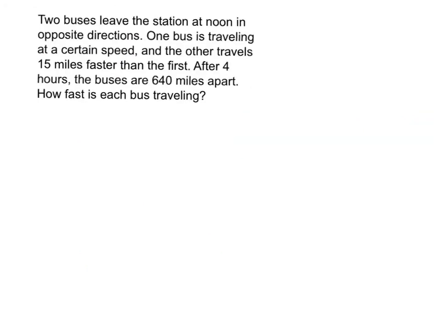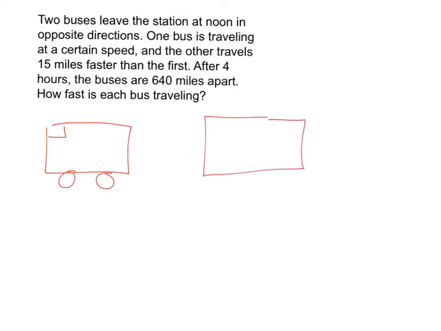Okay, so 2 buses leave the station at noon in opposite directions. One bus is traveling at a certain speed, and the other travels 15 miles faster than the first. After 4 hours, the buses are 640 miles apart. How fast is each bus traveling? So our variable in this case is going to be speed, because that's what we're looking for. How fast were they going? So here when it says one bus is traveling a certain speed, we don't know what that speed is. That's what we're going to call x. The other travels 15 miles faster than the first. So if I'm going 15 miles more than the first bus, I'm going to call that x plus 15.